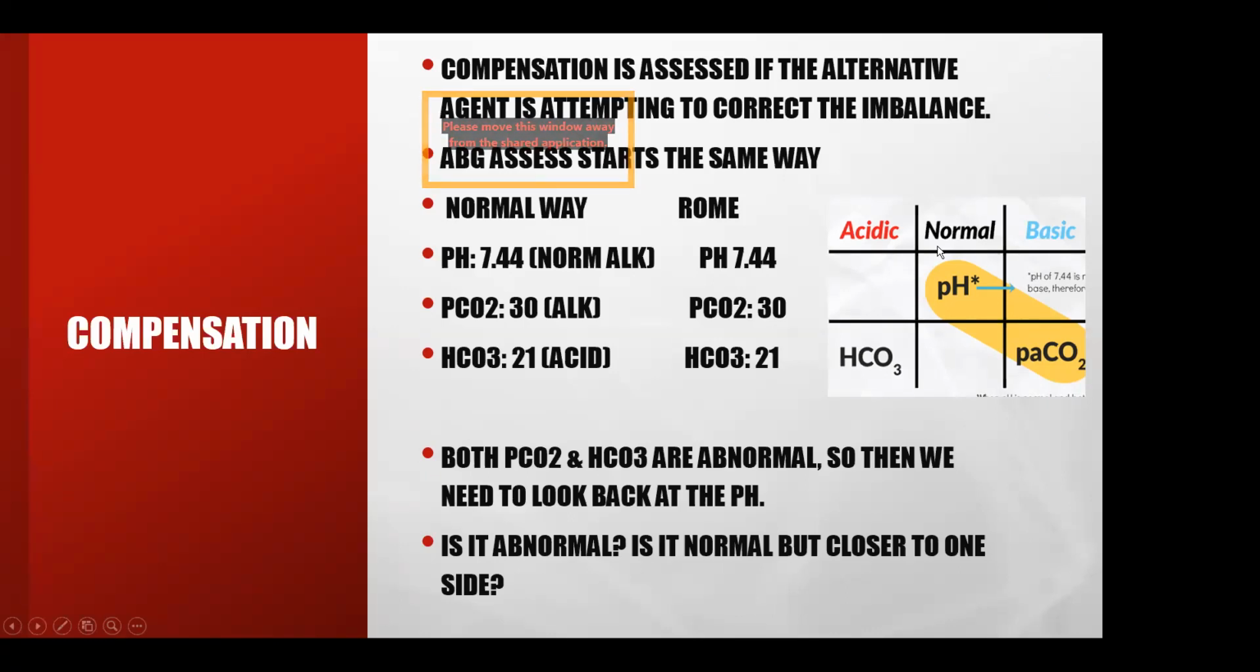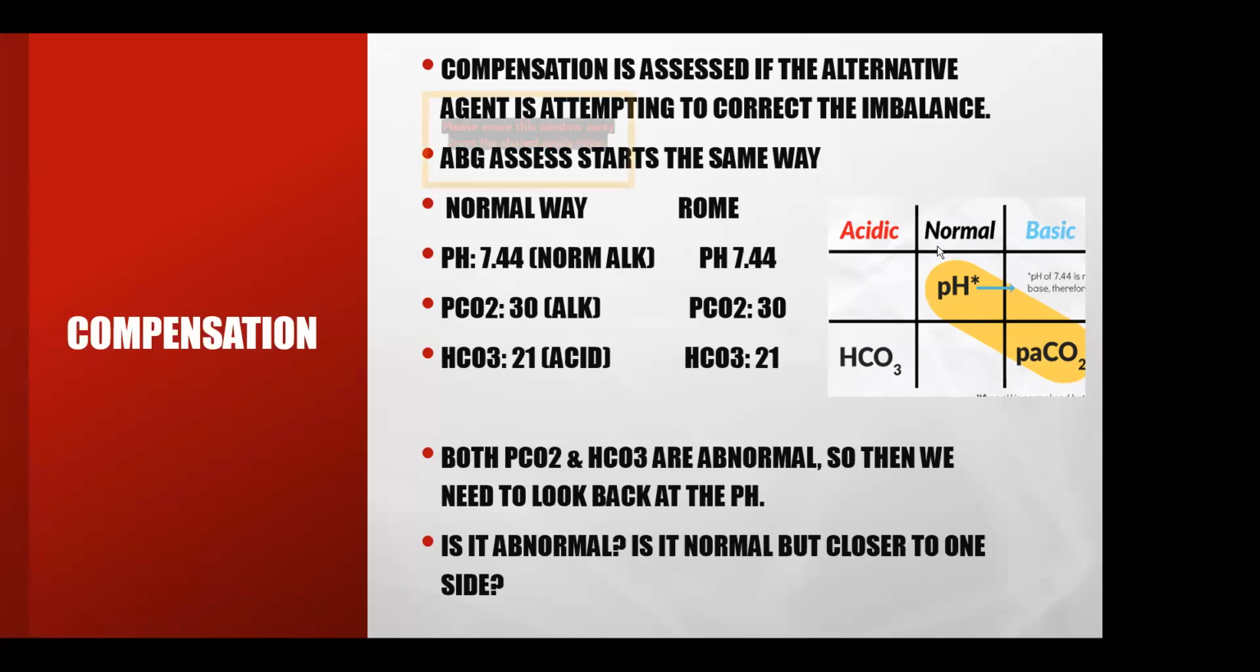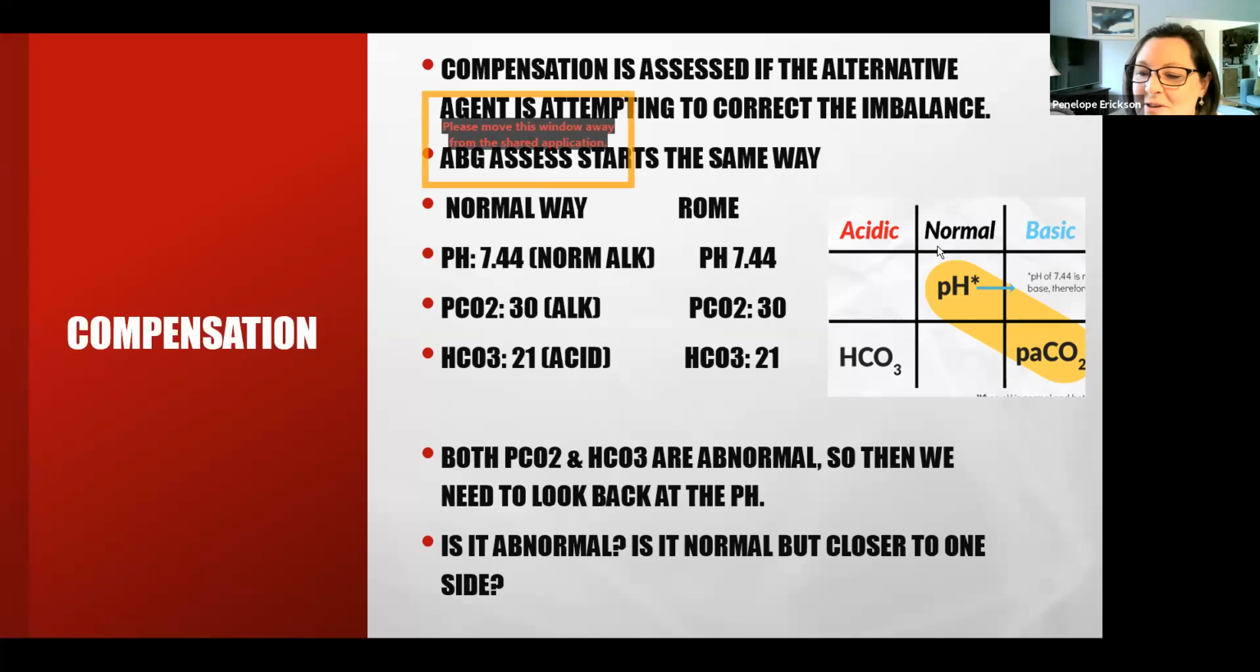I would say it's fully compensating because the pH is normal. Yes, and you are correct. Even though it's a little on the high end, it is within normal limits. It's between 7.35 and 7.45, and you are correct. So they are in respiratory alkalosis.